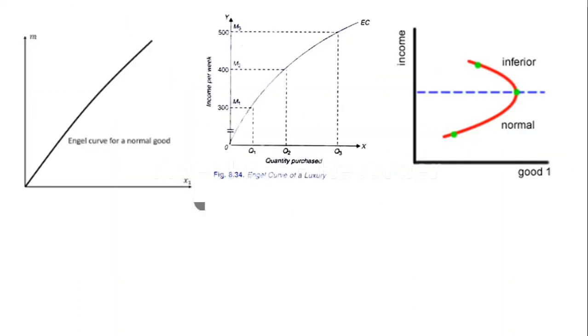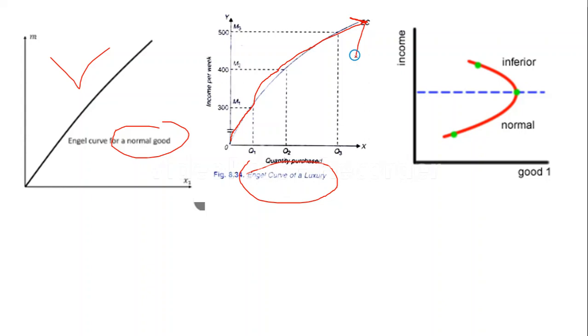So Engel curve in case of normal good, it is upward sloping straight line. Engel curve in case of luxury good, this is the upward sloping curve, but it is not a straight line. In case of inferior goods, the Engel curve is downward sloping. So please note, in case of normal goods, the Engel curve is upward sloping, but in case of inferior goods, the Engel curve is downward sloping, and this is in case of luxury goods.